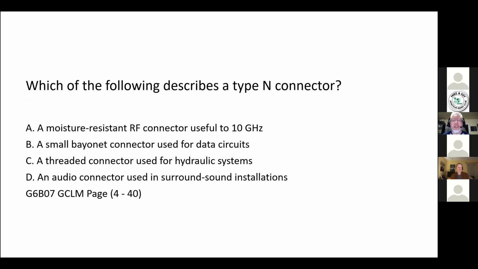Which of the following describes a type N connector? A, a moisture-resistant RF connector useful at 10 gigahertz. B, a small bayonet connector used for data circuits. C, a threaded connector used for hydraulic systems. Or D, an audio connector in surround sound installations. Alpha is correct. It's a more moisture-resistant RF connector.